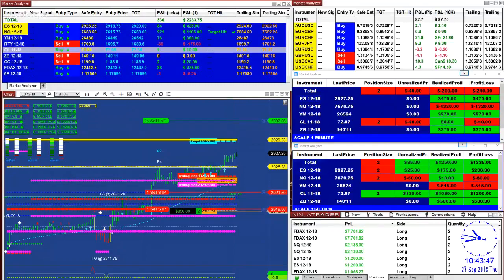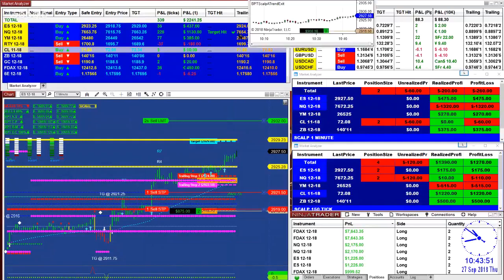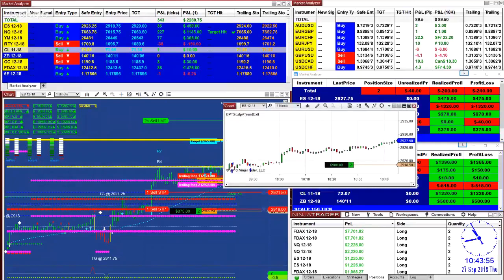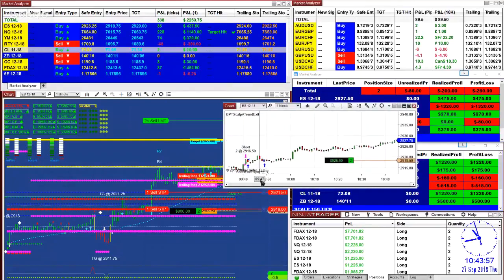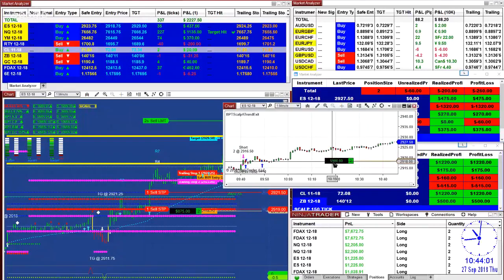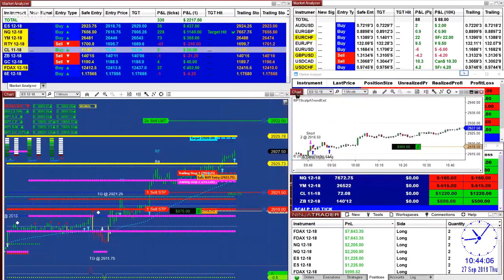The ES on the automated trade, swing trading, it hit 900. It's going to hit 1,000. This is it. There is nothing.